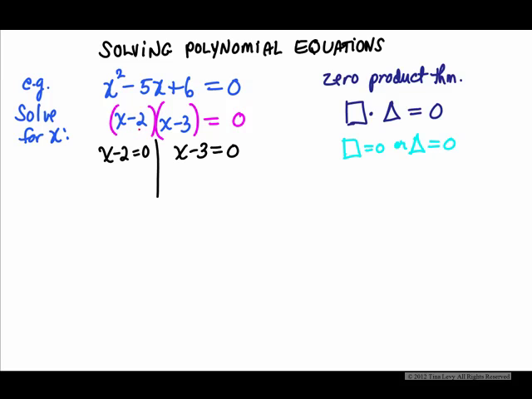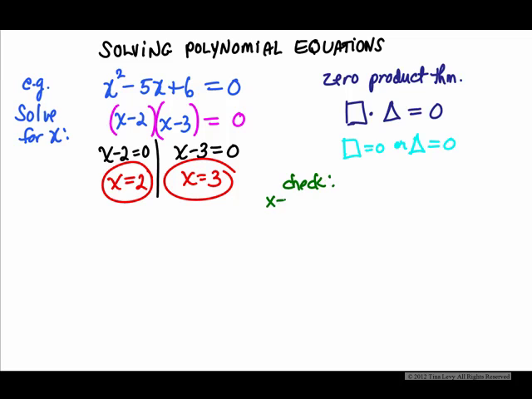Now I'm just looking for what x value makes each of these parentheses 0. I can add 2 to both sides. One value is 2. Adding 3 to both sides here, the other value is 3. So this is the solution of that polynomial equation. Normally I don't do this, but let's do a check just to make sure that you know it's correct.